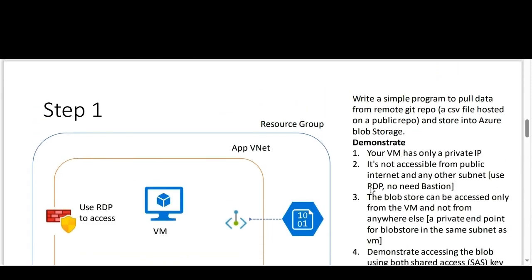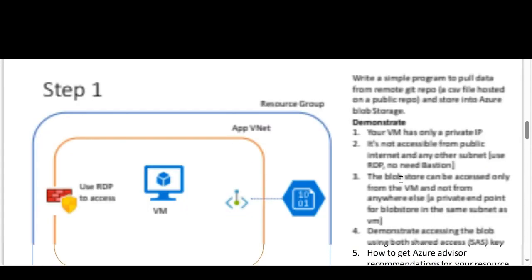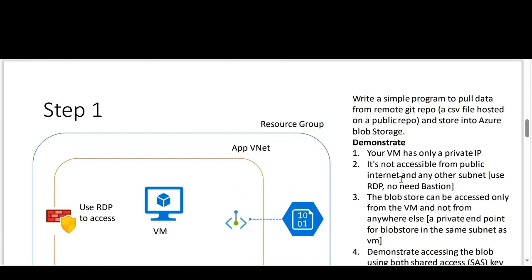So the requirement is to write a simple program to pull data from a Git repository which holds the CSV files, and we store this file into Azure Blob storage later. All of these 5 steps are mainly based on security purposes.